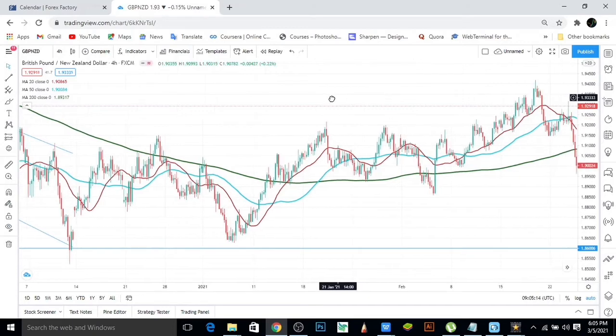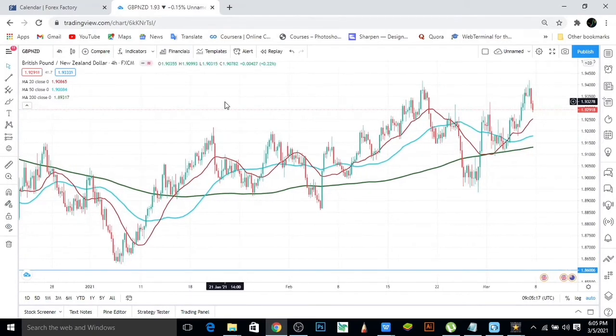So now look at this. Let's focus on this area, right? Now we know that price has gone above the 200 moving average. The green is the 200 moving average, remember. Now, first we can establish that this market is in an uptrend. Why? You are correct if you said because price is above the 200 moving average.